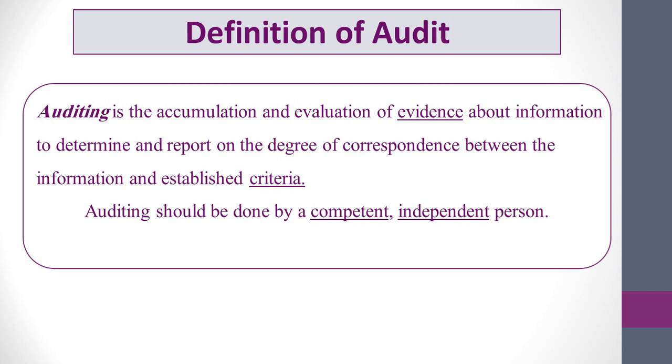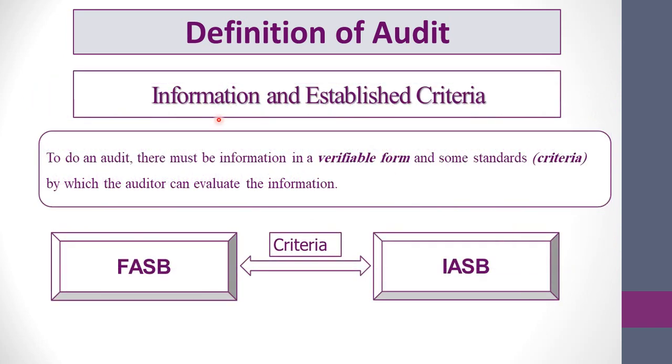Let's discuss this definition and its keywords and key phrases. First of all, this definition says that auditing is the accumulation and evaluation of evidence about information to determine and report on the degree of correspondence between the information and established criteria. So the first keyword in this definition is information and established criteria. Okay, what is the meaning of information and established criteria?